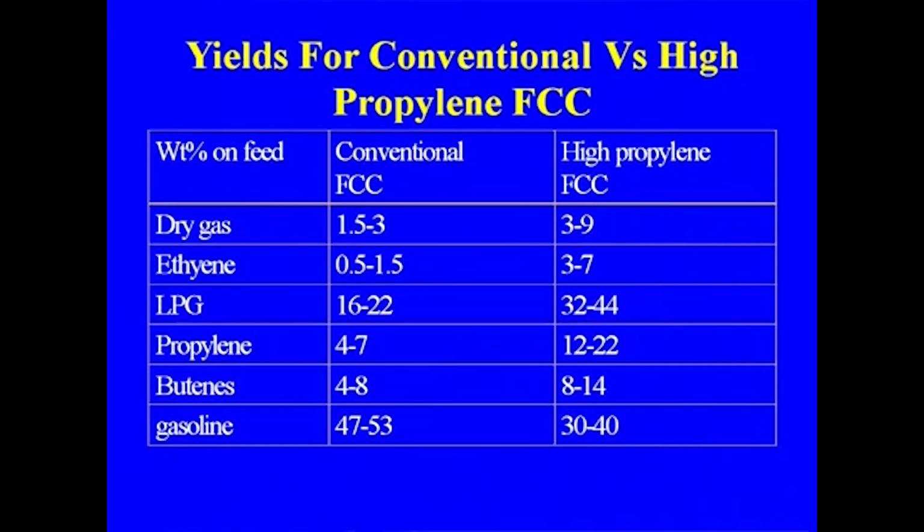Selective component cracking means the catalyst will be such that it will be more selective towards propylene. The yields of conventional versus high propylene FCC, this is again one figure I am giving, the composition of the gases which we are getting. Here you see the butenes and gasoline yield, because when you are operating FCC in the propylene mode, definitely that is at the cost of the gasoline. So, as I told you, depending upon the situation, depending upon the requirement, you can operate the FCC either in the gasoline mode or the propylene mode, because propylene is a more value added product than gasoline.